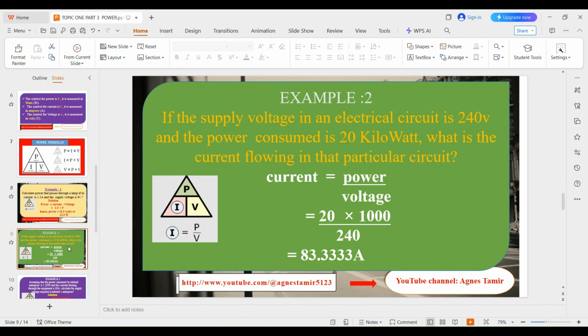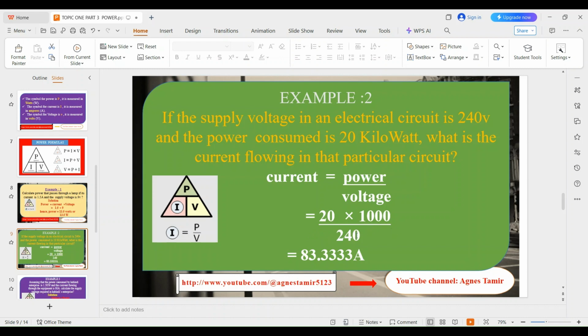This question is asking us about current, and we can see that we are having power, which is 20 kilowatts, and we're having voltage. So using our power triangle, current is given by power divided by voltage. Remember, the word kilo means 1,000. Therefore, our power is 20,000 watts, so we shall have 20 multiplied by 1,000, then we divide by our supply voltage, which is 240 volts.